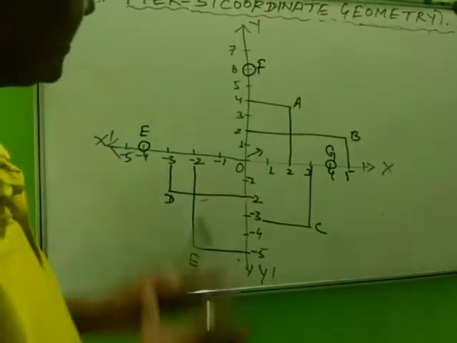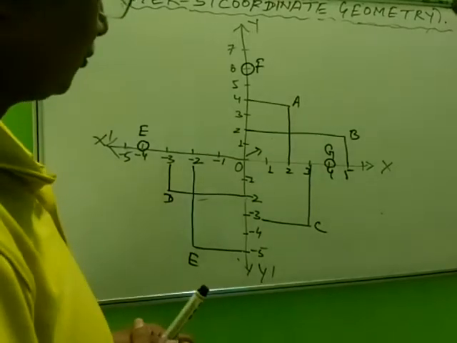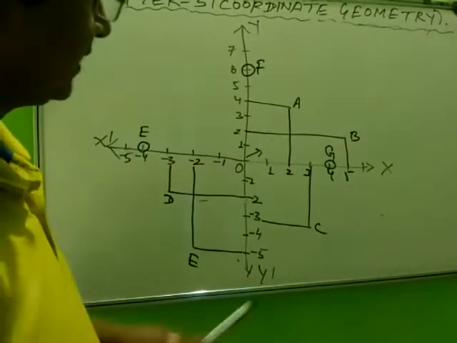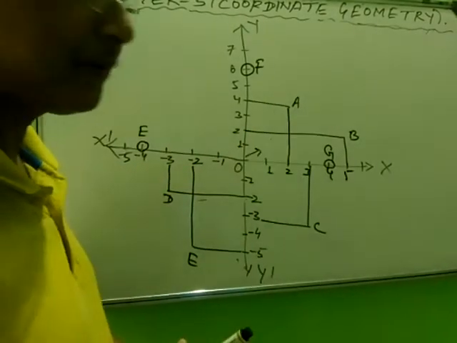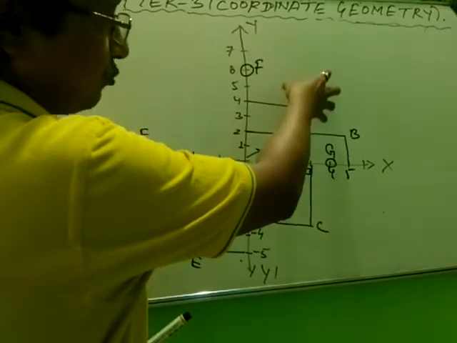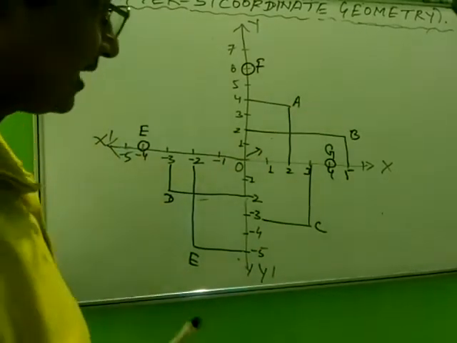See, children, I have just taken some points. So let us take the coordinates of A. Now, this is the point A. What will be the coordinates of A? Now, this point A lies in the first quadrant, so the sign is plus and plus.